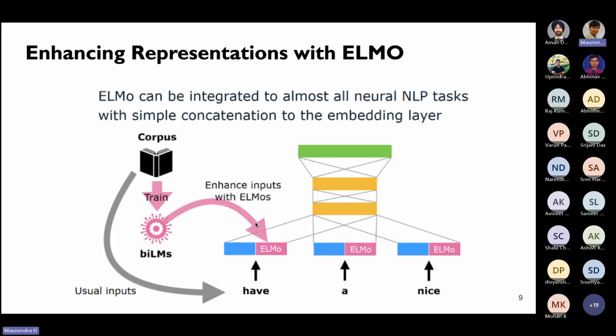So, ELMo can be integrated into almost all neural NLP tasks with simple concatenation to the embedding layer. What they said is that here also, the ELMo representation you can combine with other representations, and then you can enhance the inputs for that.